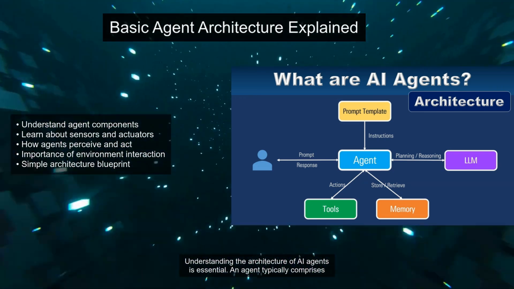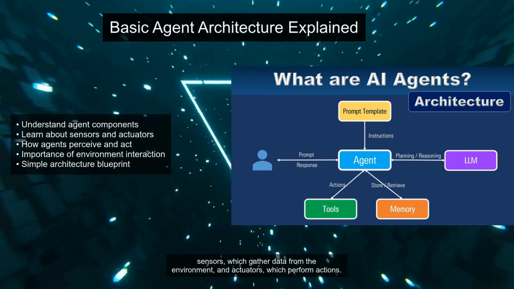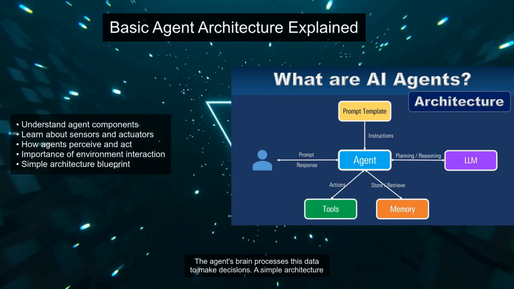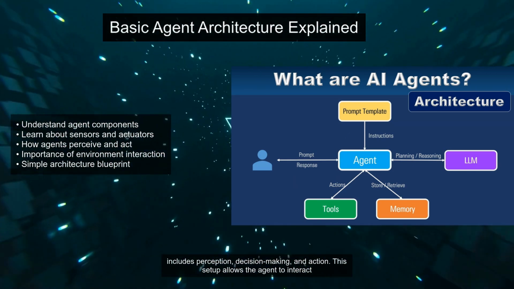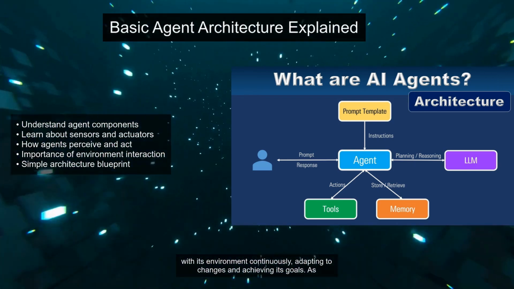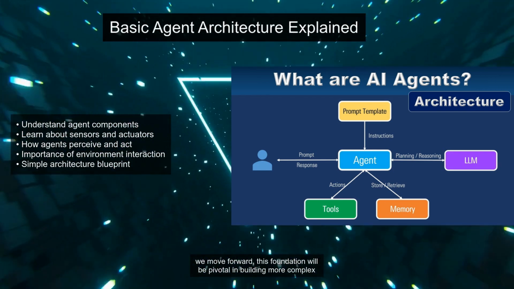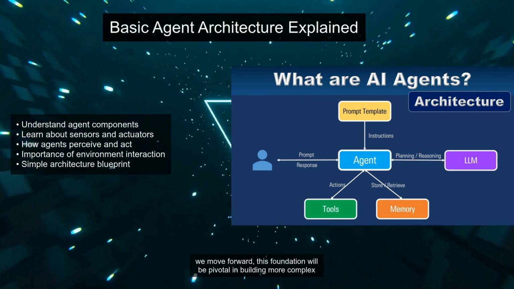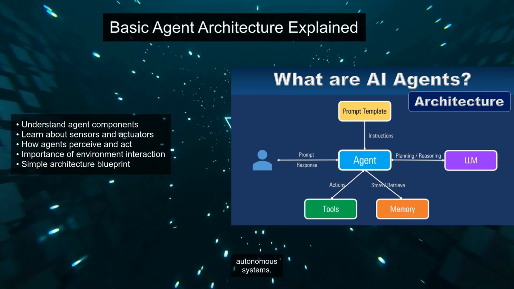Understanding the architecture of AI agents is essential. An agent typically comprises sensors, which gather data from the environment, and actuators, which perform actions. The agent's brain processes this data to make decisions. A simple architecture includes perception, decision-making, and action. This setup allows the agent to interact with its environment continuously, adapting to changes and achieving its goals. As we move forward, this foundation will be pivotal in building more complex autonomous systems.